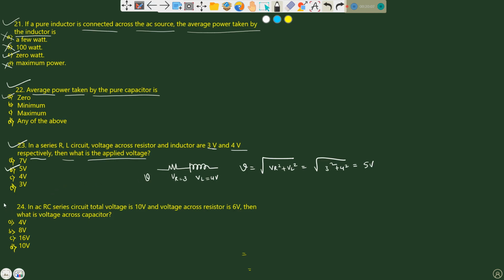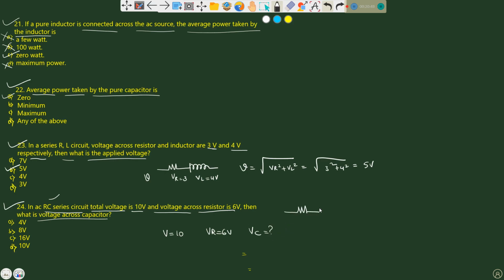Correct. So next we have, in an RC series circuit, the total voltage is 10 volts and the voltage across the resistor is 6 volts. Then what is the voltage across the capacitor? Here I want to warn you. While solving these kinds of questions, when they are given back to back, don't do it in a hurry. They are asking here total voltage. Don't take it as resistance voltage and inductance voltage when it is given in an RC series circuit. Read the question carefully. They have given total voltage V as 10 volts and VR as 6 volts. They are asking to find the voltage across the capacitor when the RC circuit is given.